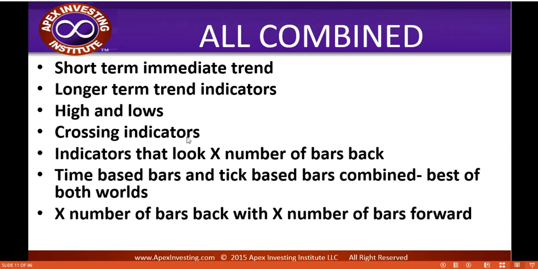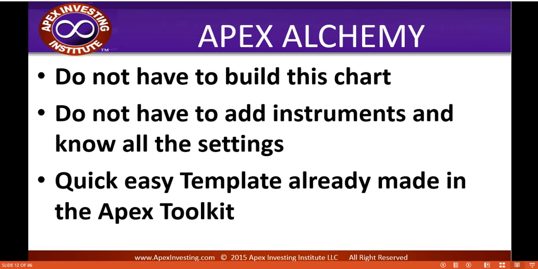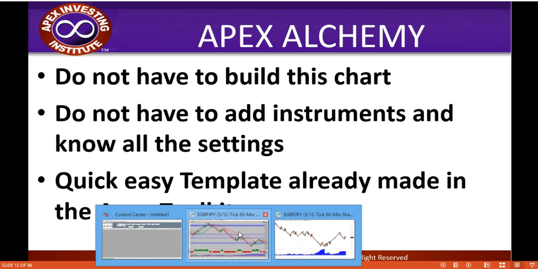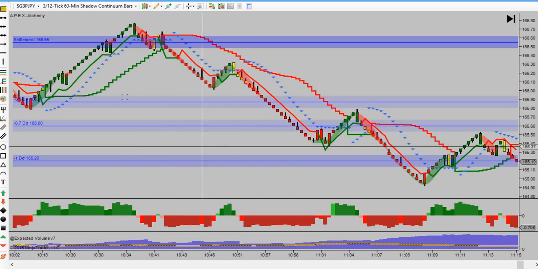So when we combine them all together, we've got all kinds of indicators. We've got short-term trend indicators, longer-term trends, things that look at highs and lows, crossing indicators, indicators that look a certain number of bars back. We've got time-based bars that are also combined with tick-based bars. We've got a couple of different chop filters, shorter-term, longer-term, and we've got volume. Okay, so when we put them all together on a chart, here's what we have.